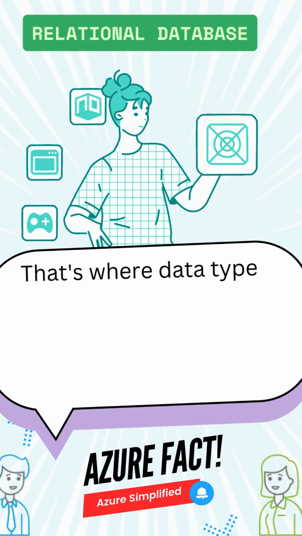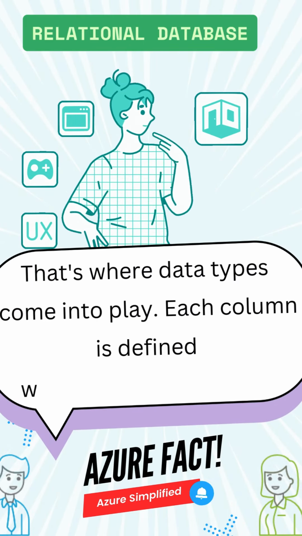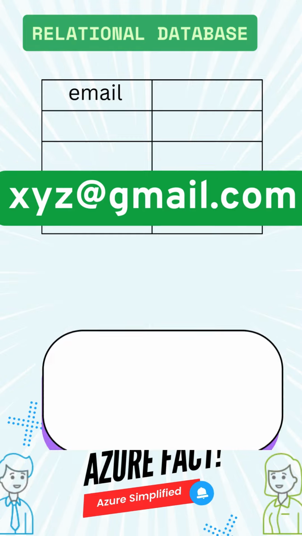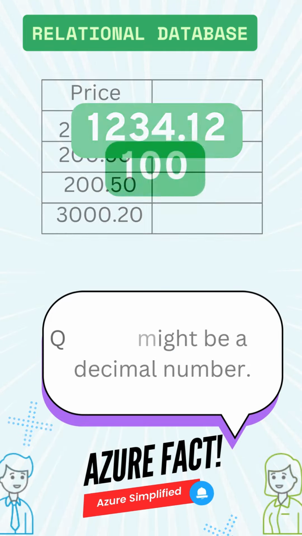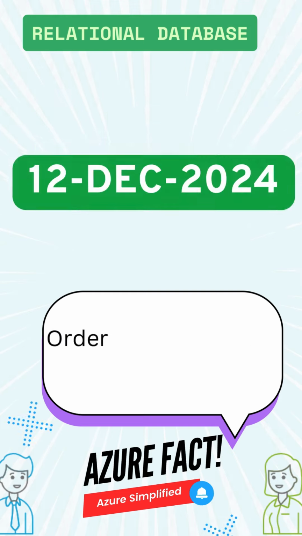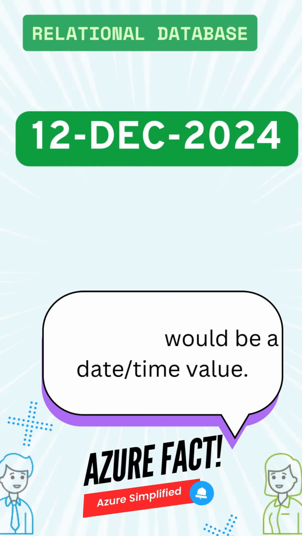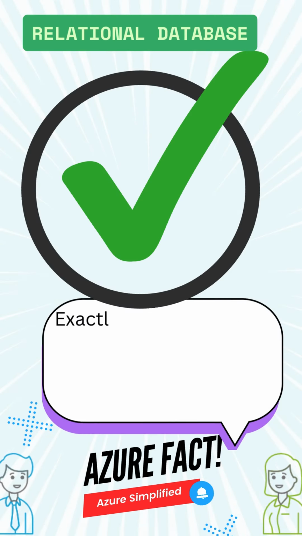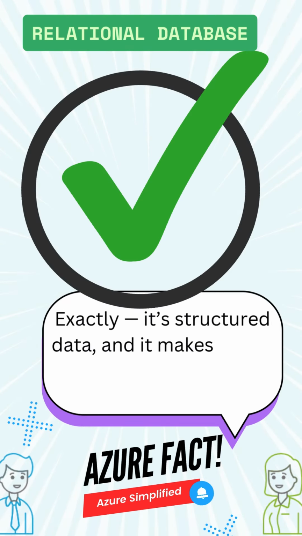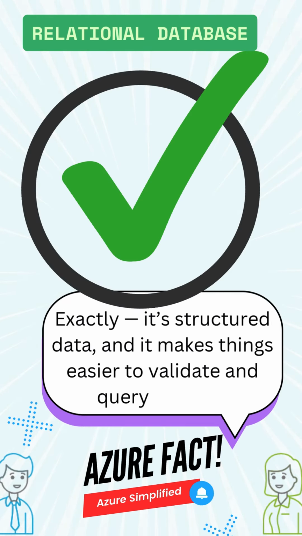That's where data types come into play. Each column is defined with a specific data type. So, email would be text. Price might be a decimal number. Quantity would be an integer. Order date would be a date, time value. Oh wow, so it keeps everything super tidy and structured. Exactly, it's structured data, and it makes things easier to validate and query later on.